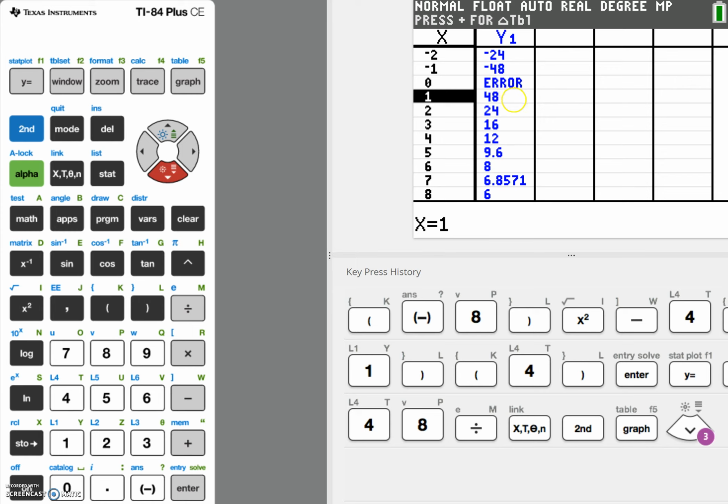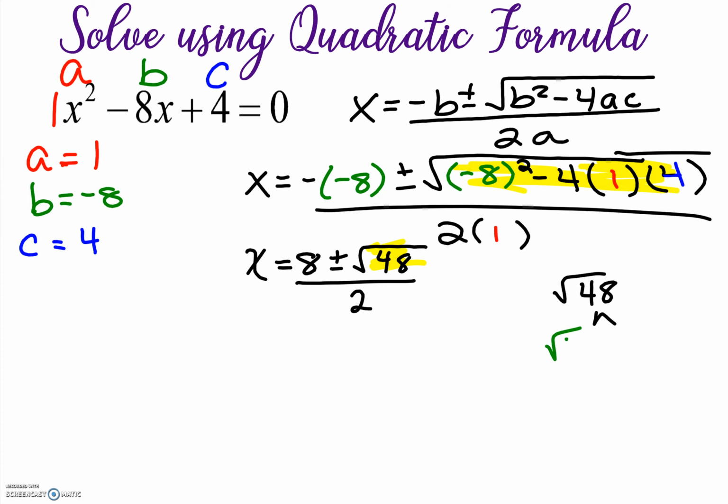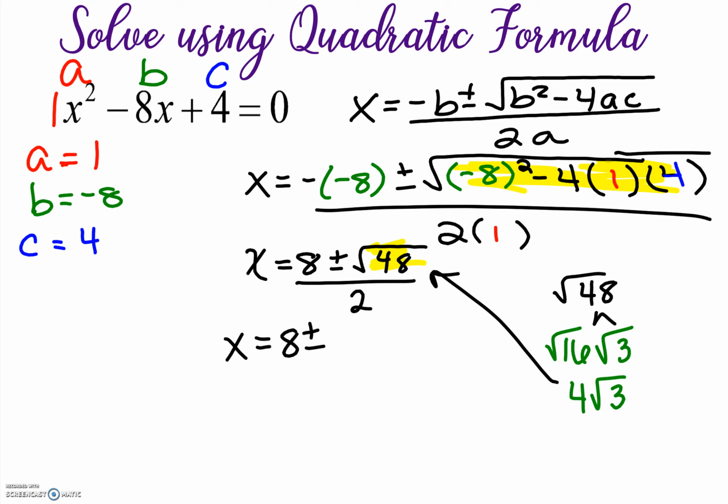So 48 is not a perfect square, 24 is not a perfect square, but 16 is. So the numbers that we want to use is going to be 16 times 3. So we have the square root of 16 times the square root of 3. And when we take the square root of 16, we're left with 4 radical 3. So we're going to replace our 4 radical 3 with our radical 48. So x is equal to 8 plus or minus 4 radical 3 all over 2.